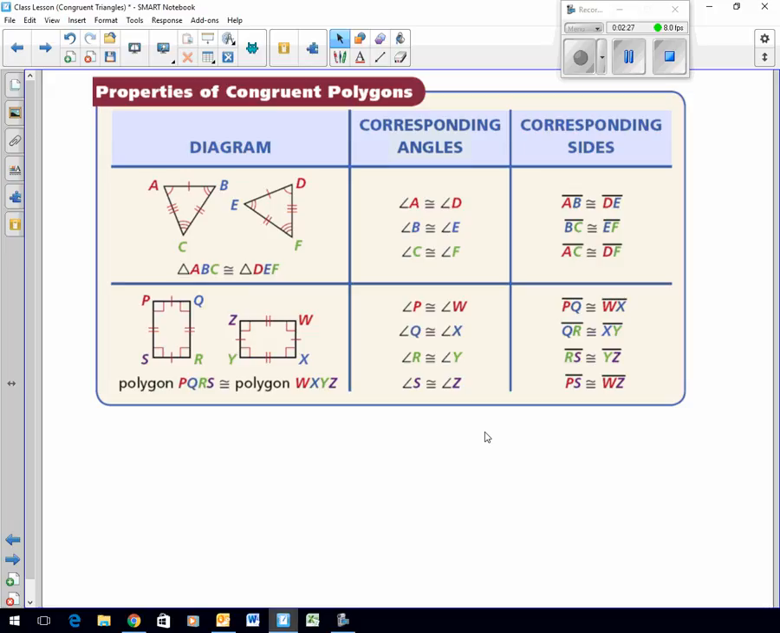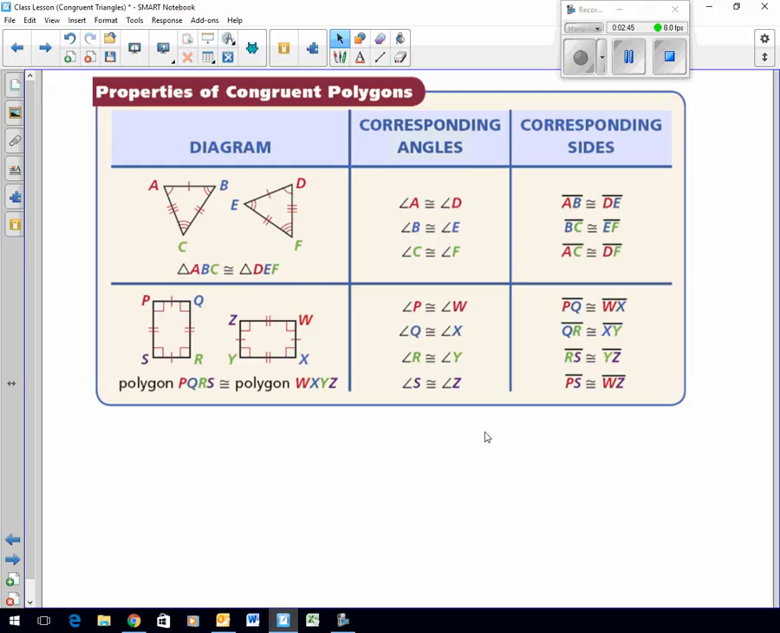Precision matters, right? It matters if it says ABC versus if it says CBA, okay? Be precise. Don't be sloppy when you write these things. Be exact.